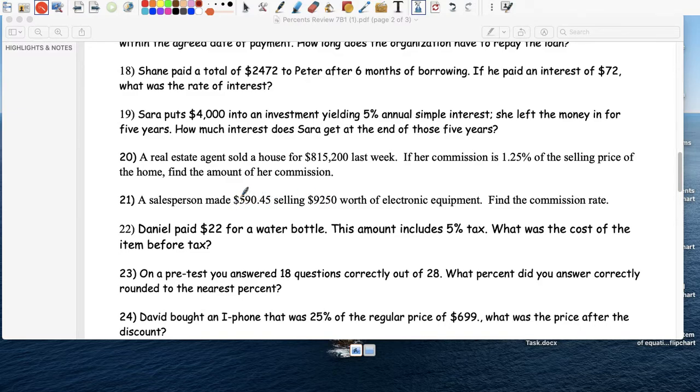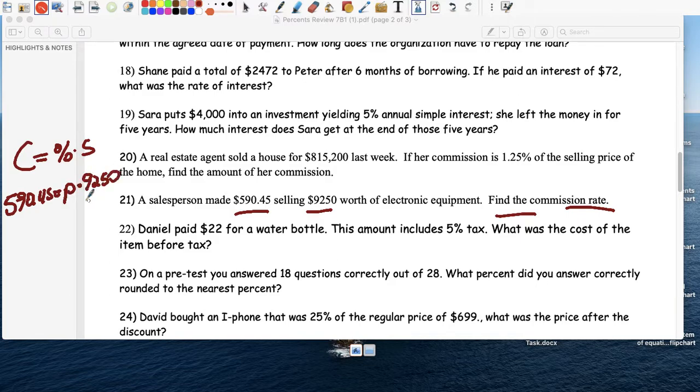A salesperson made this much money selling this much in items. What was the commission rate that he was paid? So C equals percent again times sales. In this case, we want the percent. So the commission that he got was 590.45. Let me write P instead of that symbol there. And the sales was 9,250. Well, we're going to divide both sides by 9,250.